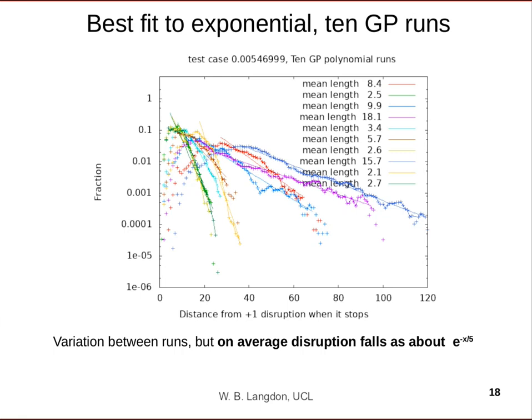And the straight lines there are RMS best fit to put a straight line through the slope. So remember, this is a log plot, so a straight line corresponds to exponential decay. And as I said, there's variation between the runs, but on this particular test case, which is test case near 0, we see the disruption falling as about the distance divided by 5.